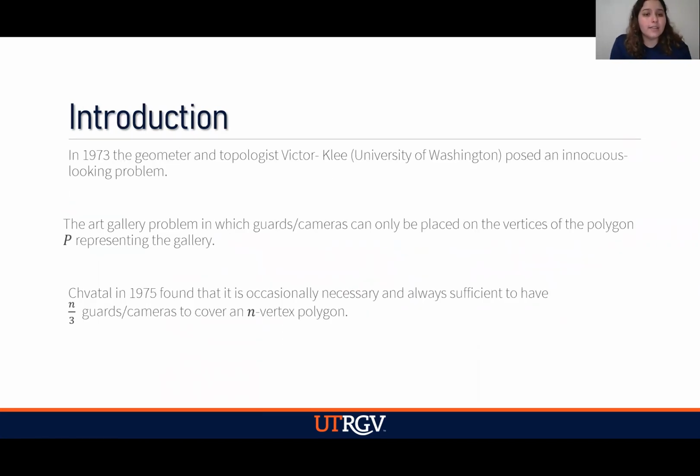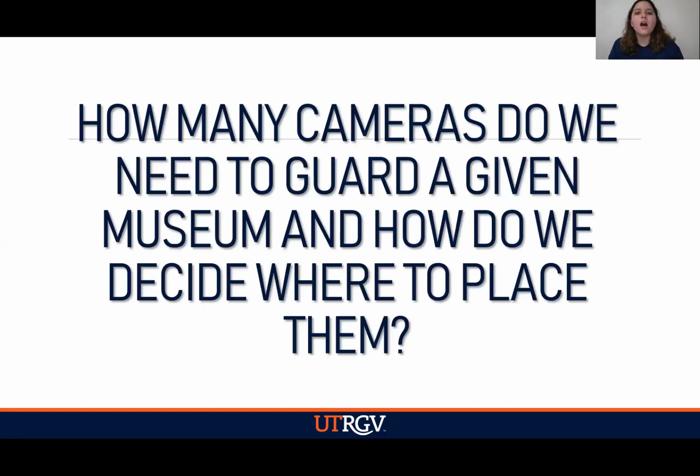In 1973, the geometer and topologist Victor Klee from the University of Washington posed an innocuous-looking problem: the art gallery problem, in which cameras can only be placed on the vertices of the polygon P representing the gallery. Chvátal in 1975 found that it is occasionally necessary and always sufficient to have n divided by 3 guards or cameras to cover an n-vertex polygon. So the question is, how many cameras do we need to guard a given museum, and how do we decide where to place them?